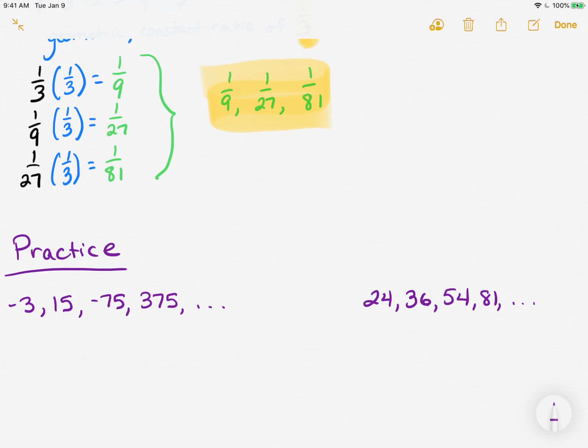Forgot the 7 divided by negative 75. 375 divided by negative 75. You did 375 divided by negative 5. It's 375 divided by negative 75. Oh, and then you multiply 375 times negative 5.